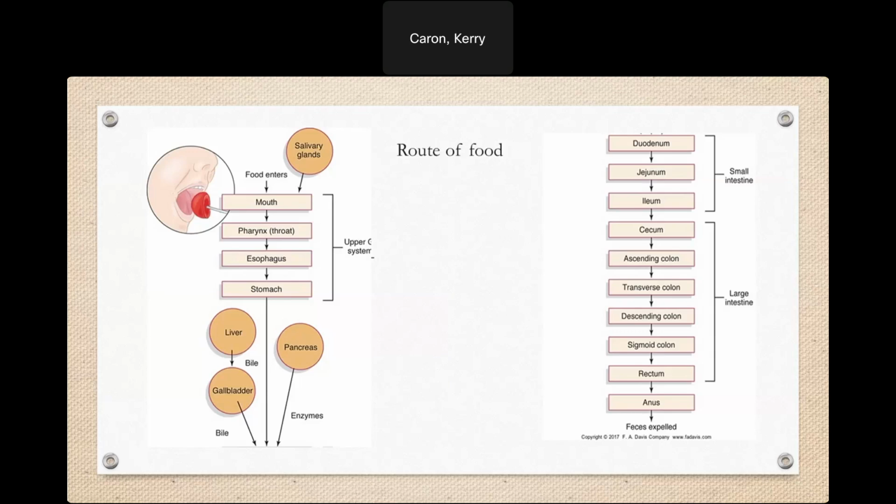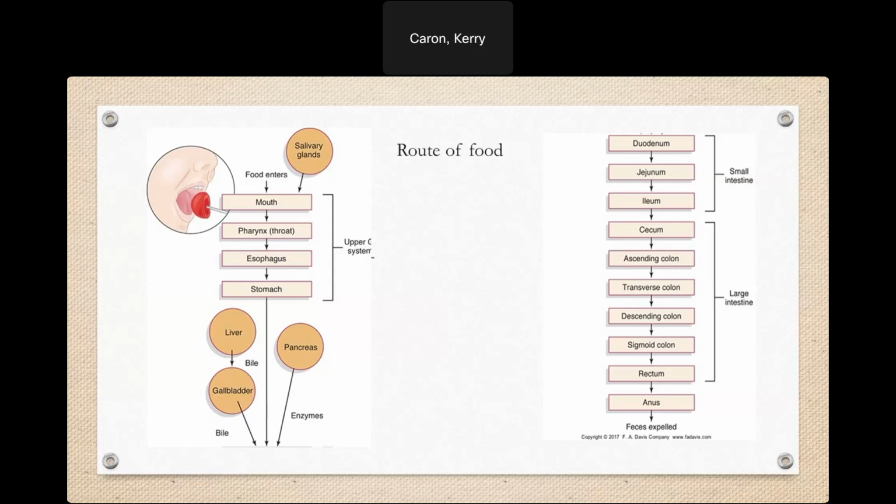And essentially, the route of food is from the mouth where food enters, and then it goes through the canal. The pharynx is the throat, esophagus, stomach. The small intestine is composed of the duodenum, jejunum, and ileum. I remember that as DJI, duodenum, jejunum, ileum. Those are the three sections of the small intestine.